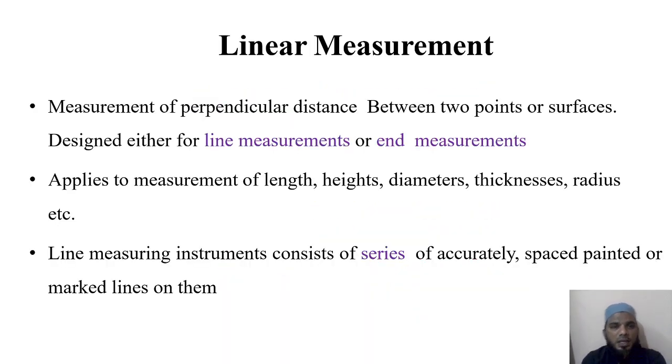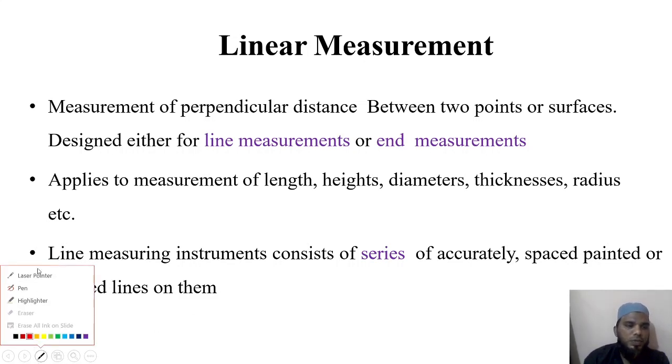First, linear measurement. Linear measurement is nothing but measurement of perpendicular distance between two points or surfaces, designated as linear measurement or end measurement. For example, if you have two points, let us see how we are going to measure the distance between the two points.